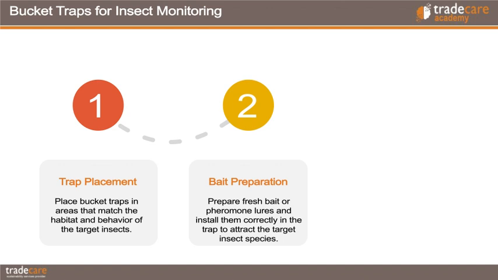Bait preparation. Prepare the appropriate bait or pheromone lure to attract the desired insect species. Ensure that the bait is fresh and properly installed in the trap to maximize its effectiveness.